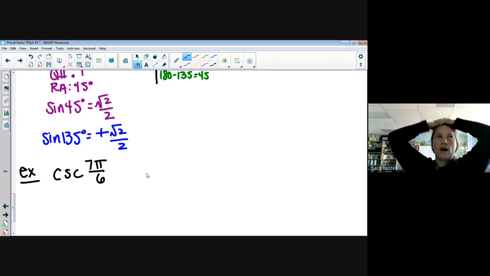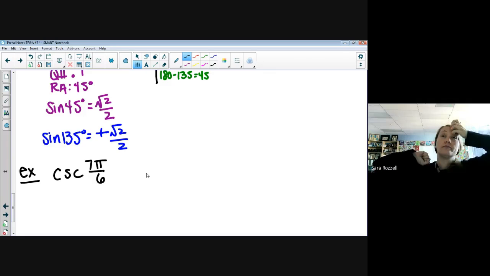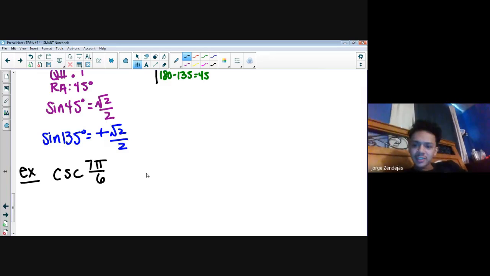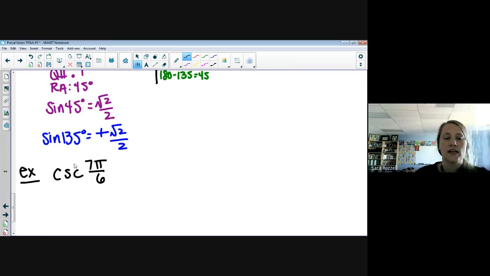Okay, what is pi over 6? Pi over 6 is 30 degrees, right? How many pi over 6s do we have in this problem? 7, right? What would 7 30 degrees be? 7 times 30 is 210. So this is the same thing as cosecant of 210.